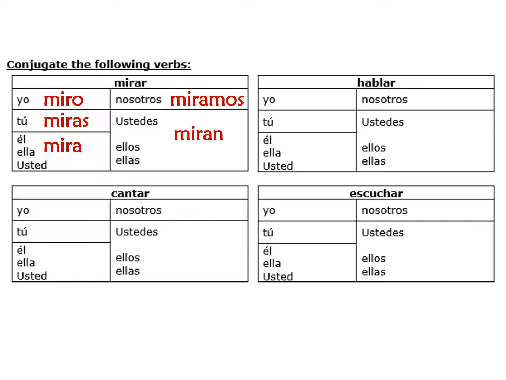So now all we need to do is the second step. Looking at the chart above, our yo ending is o. So next to yo habl, add an o for yo hablo. Our tú ending is as. So next to tú habl, please write tú hablas. Next to él, ella, usted habl. Our ending is a. Put it together, habla.